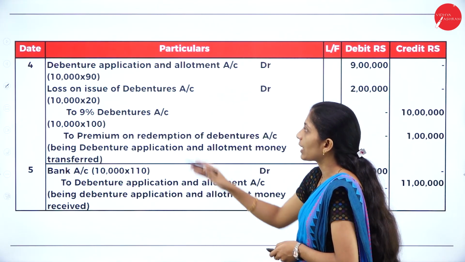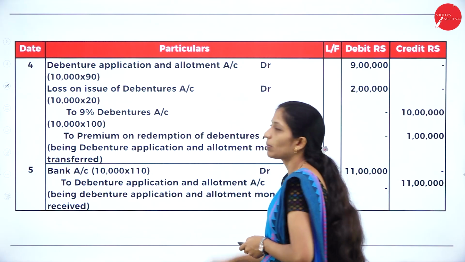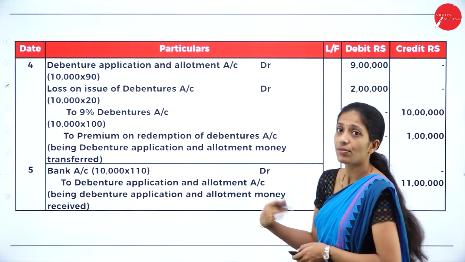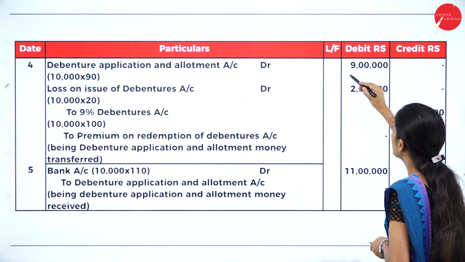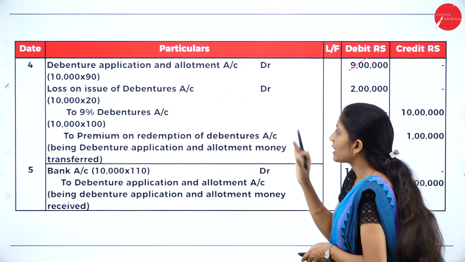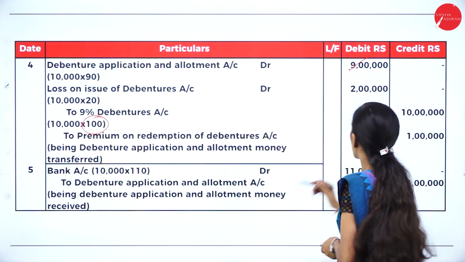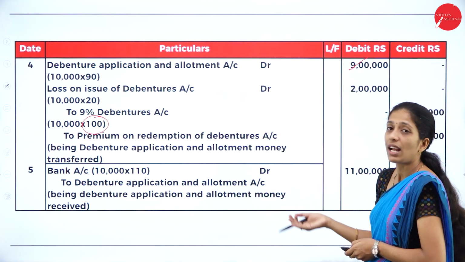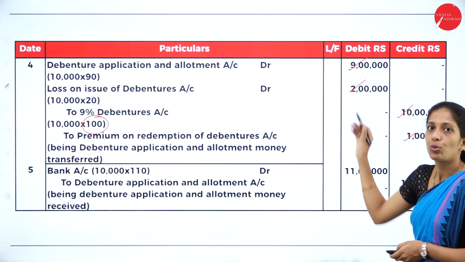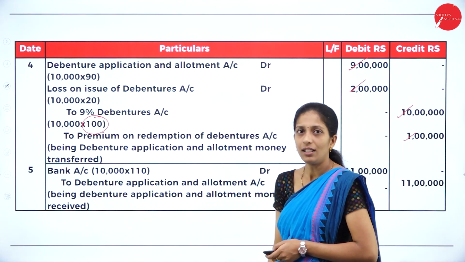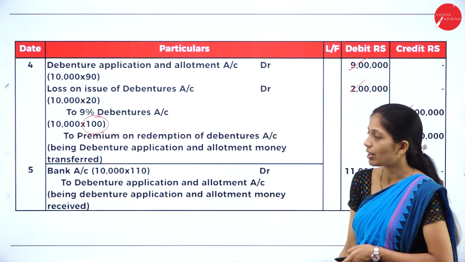Debenture application and allotment account debit, loss on issue of debentures debit, to 9% debentures account, to premium on redemption of debentures, because we redeemed at premium, correct? So debenture application and allotment, how much have we taken? That is 9 lakh. So loss, let it be like that, to 9% debentures. This will be the actual amount, 100, that will be 10 lakh. At what price have we redeemed? At premium, that is 1 lakh. So the balance will be the loss, that is 2 lakh will be the loss. So this will be the entry for transfer, and the narration will be debenture application and allotment money transferred.